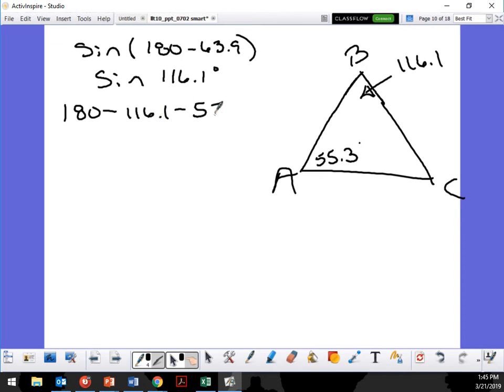We have 8.6. I don't know why it put a 5 instead of a 6. 8.6? Yeah. So it's possible for that one to be a really, really small angle.